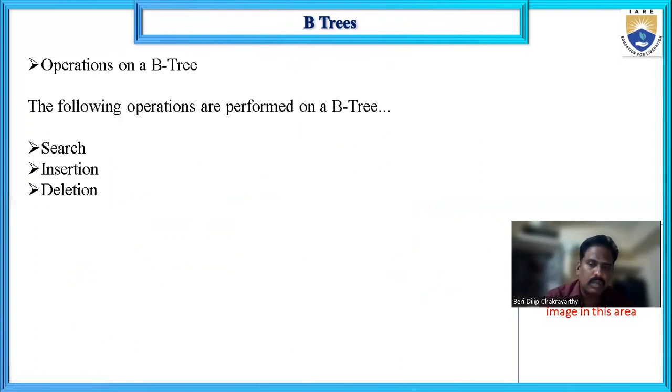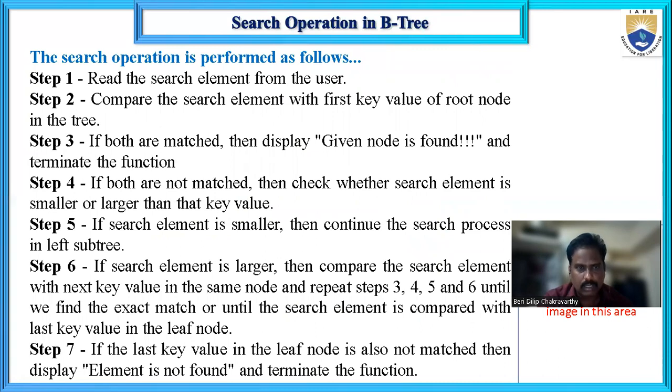So what are the operations we are going to perform on B-Trees? The following operations are performed on B-Trees: search operation, insertion operation, and deletion operation. The search operation is performed as follows. Read the search element from the user, that is, the element to search. Compare the search element with the first key value of the root node. If both match, then display that the given node is found.